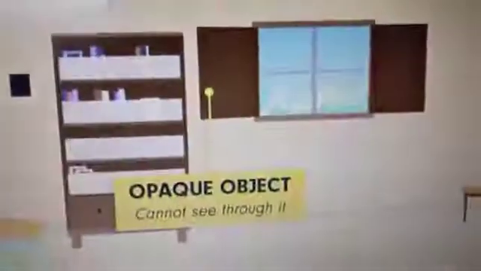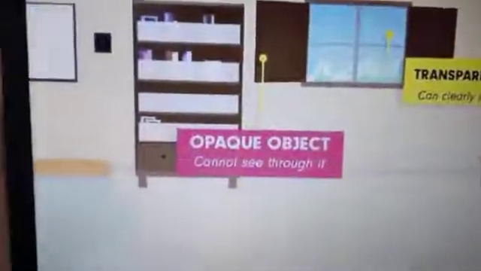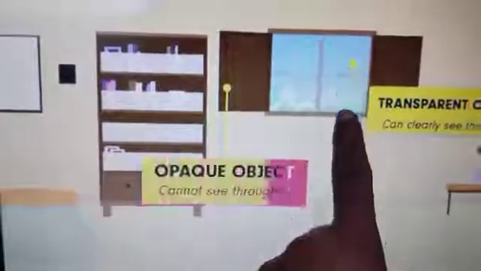Now when you just open your window, you can observe everything outside of the room or the classroom. Now you can see objects clearly. These materials are transparent objects. This one is opaque and this is just transparent window glass.